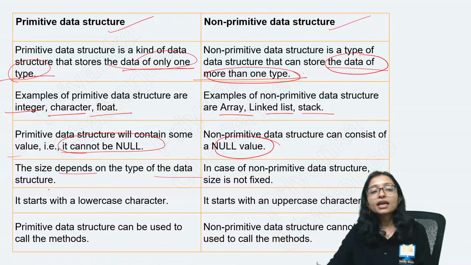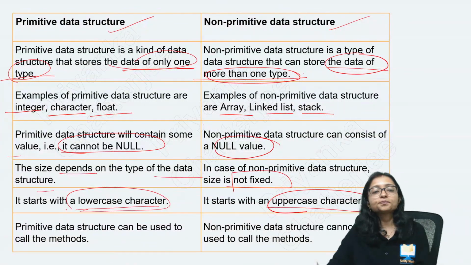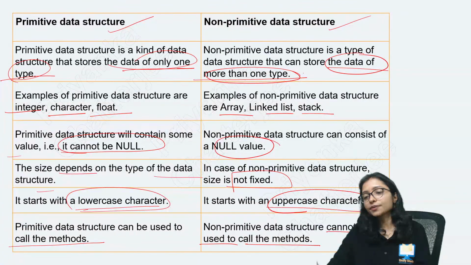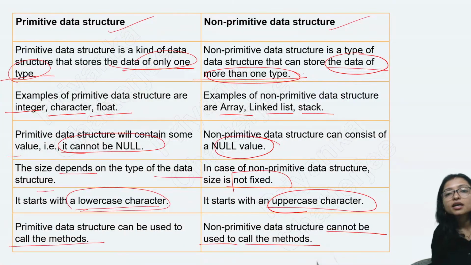Size depends on the type of data structure. Here the data structure is not fixed. Names start with lowercase here, and here we start with uppercase whenever we give the name. A primitive data structure is used to call the method, and a non-primitive data structure cannot be used to call the method. This is very, very important. All these points will be required for your theory question. Must note it down. You can get the question from here.